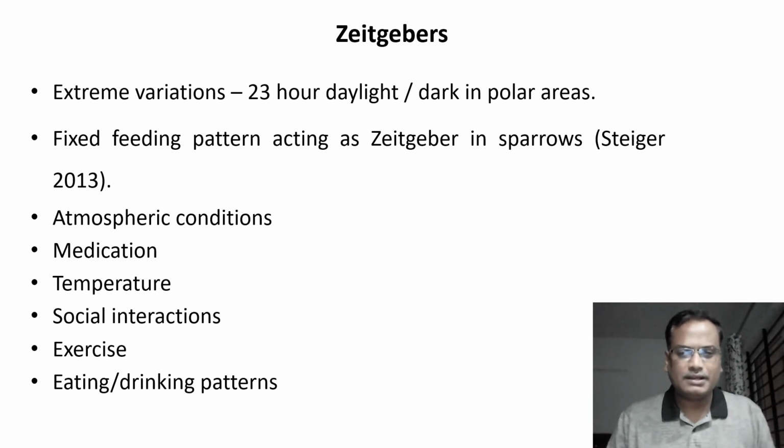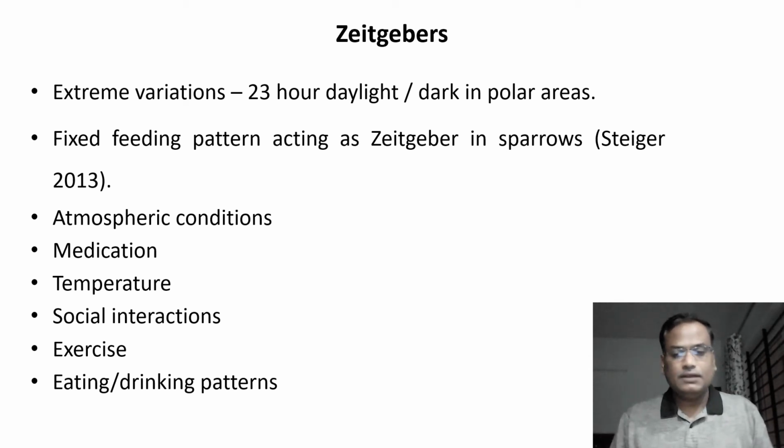Many experiments are there. Fixed feeding pattern acting as a gatekeeper in sparrows. This is one very interesting experiment done by Steger et al. in 2013. What they did is, in a normal day, sparrows have a circadian rhythm of 24 hours. They used to feed the birds at a particular time of the day. So they created a pattern of feeding in the normal day. The birds have taken the feeding pattern as a gatekeeper along with the environmental cue.